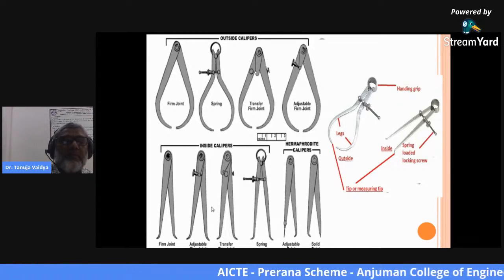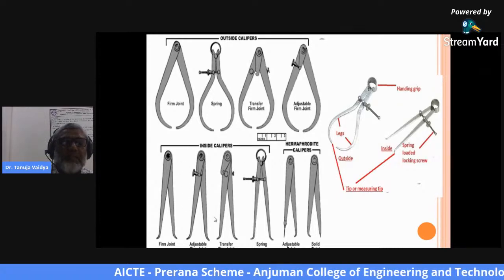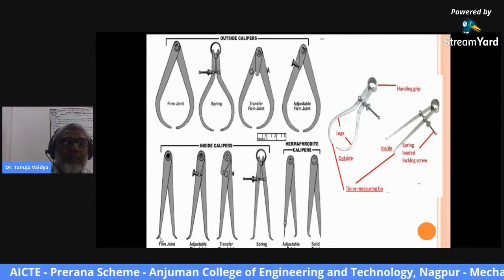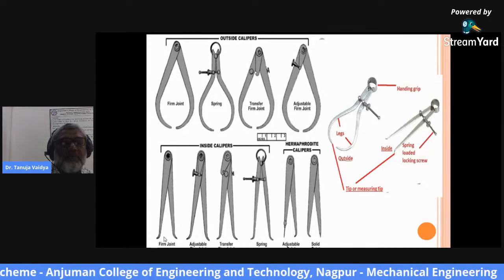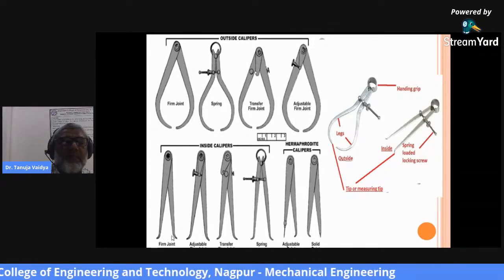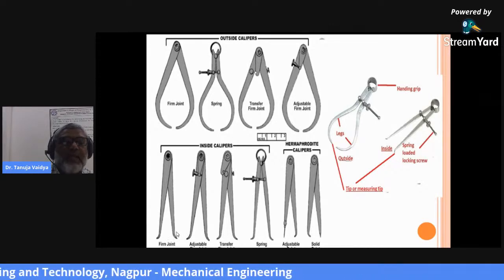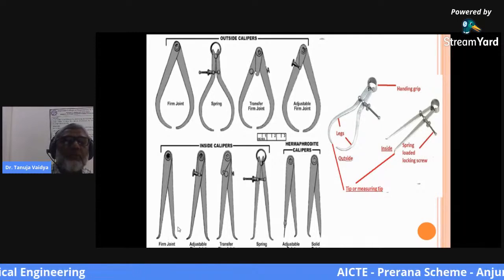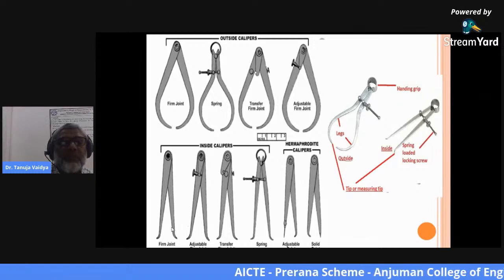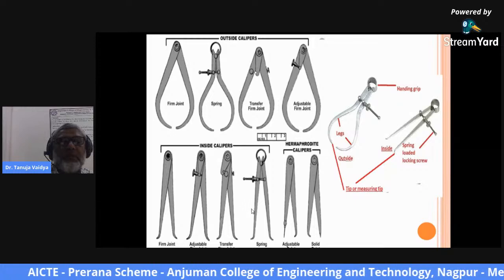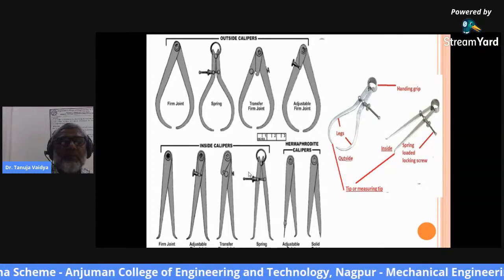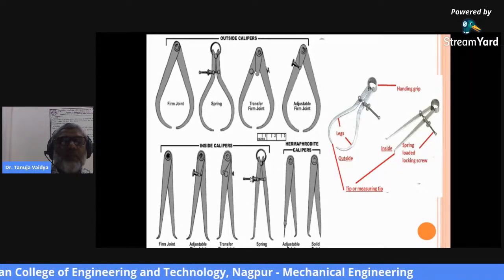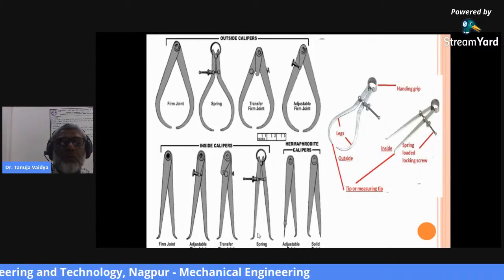Similarly, the second type of calipers are known as inside calipers. Here the legs are curved outside. So these curved legs are used to measure the inside of any particular component. These also come into various categories. One is the firm joint, adjustable firm joint, transfer firm joint, and spring type of calipers, where the spring and nut can be used to loosen and tighten the gap between the legs.